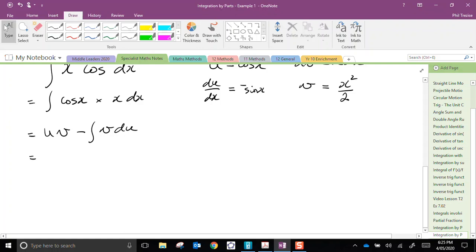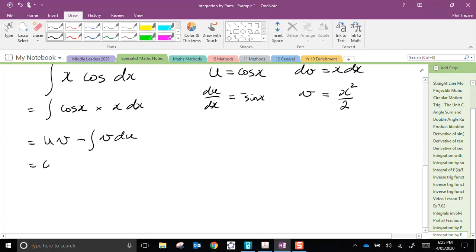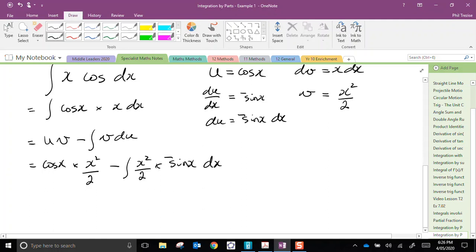So u was cosine of x. V, it turned out, was x squared over 2, minus the integral of v, which was x squared over 2, du. I didn't finish there: du was negative sine of x dx, multiplied by the negative sine of x dx.